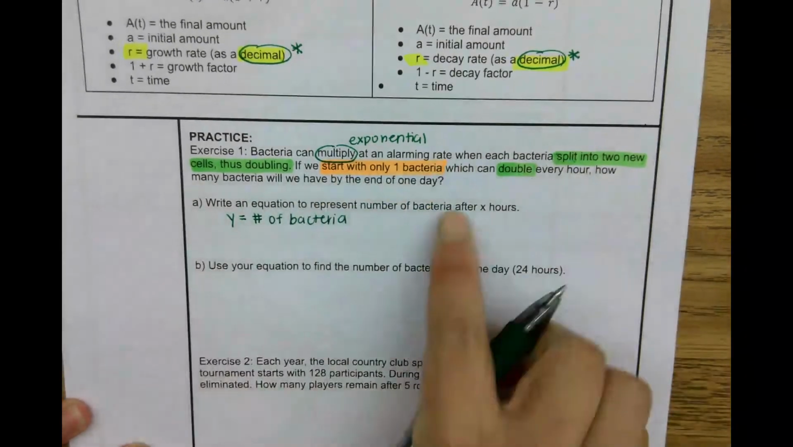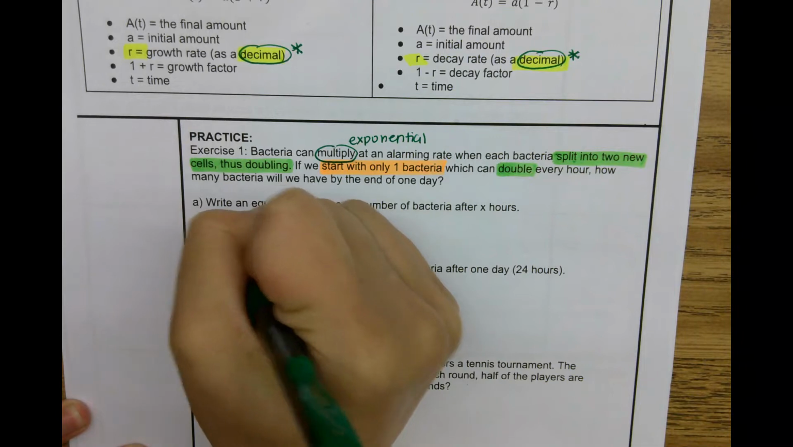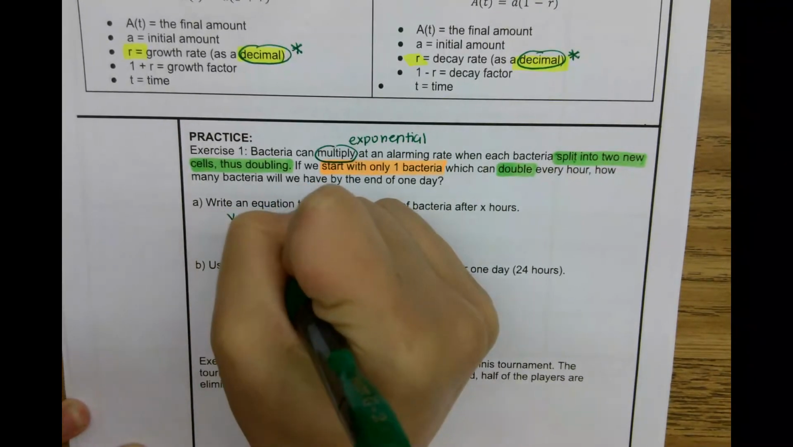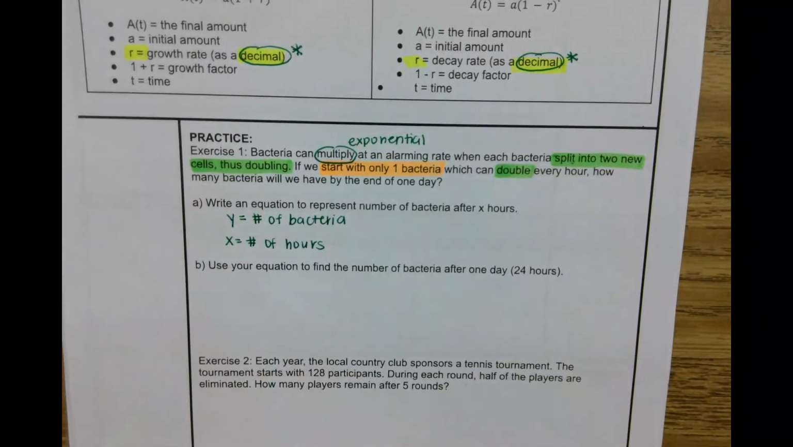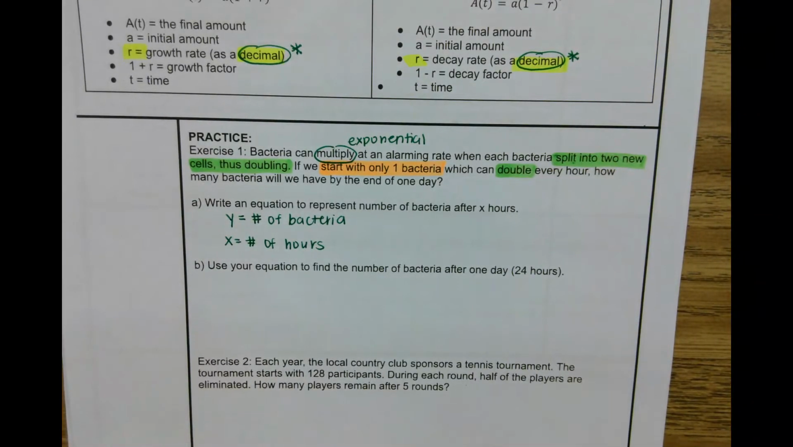And then here it says after x hours, so x is the number of hours. Okay. Super important to always know what your equation means, right? What your variable means, or else if you get x equals whatever, you don't know what it means. Okay, you need to know what x represents.